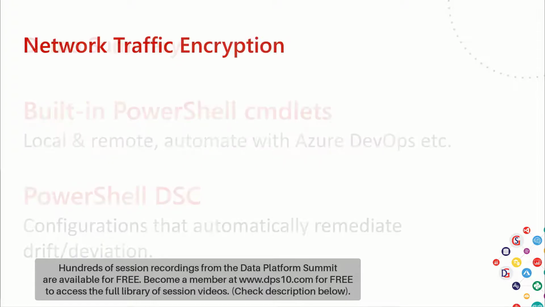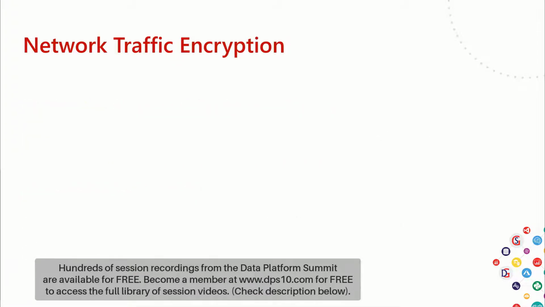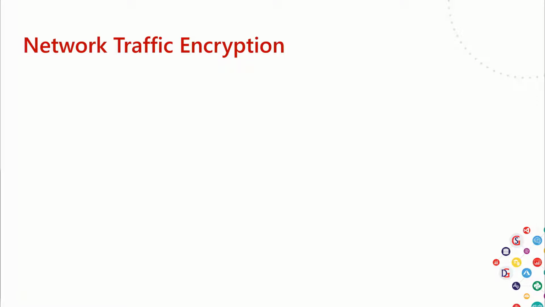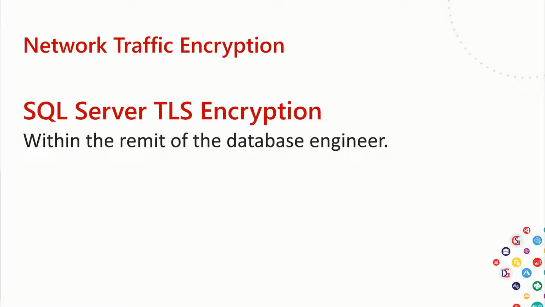Okay, so that was segmentation of our networks. Now we're going to start talking about traffic encryption. There's two ways of doing this. There's TLS encryption using the SQL Server capabilities which are built in. That's personally my preferred option because it's more within our own destiny to control. It requires minimal integration, minimal work with the potentially server teams or other teams that are controlling things like certificate authorities and what have you.